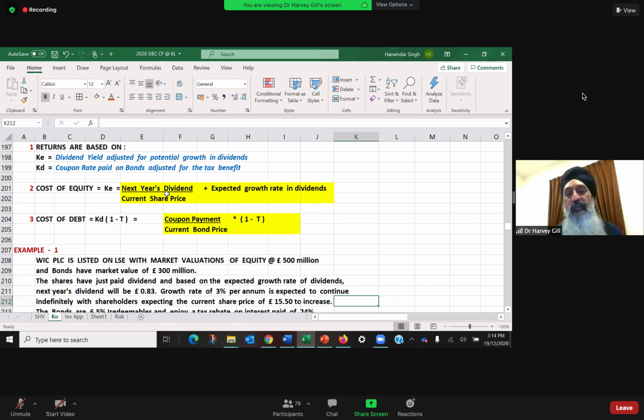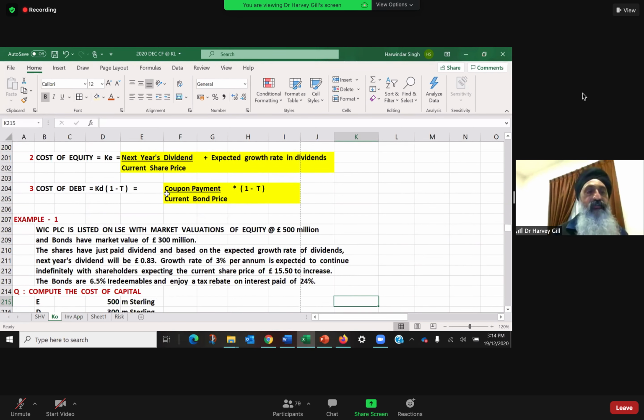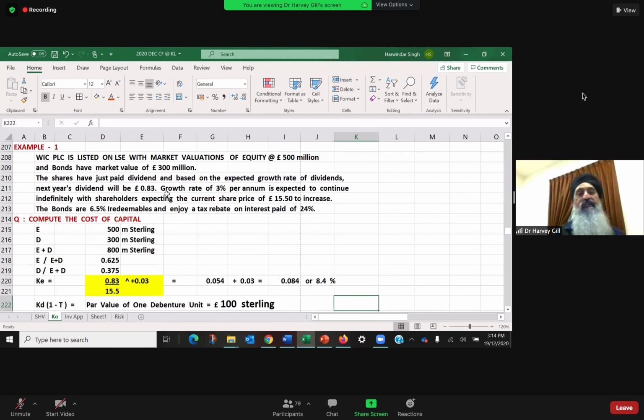Okay, so let's take an example. WIC PLC is listed on the London Stock Exchange with market valuations of equity at 500 million pounds, and bonds have a market value of 300 million. So happily for us, we already know that E, equity, is 500 million sterling, and bonds, D, is 300 million.